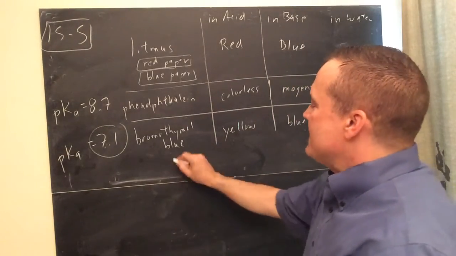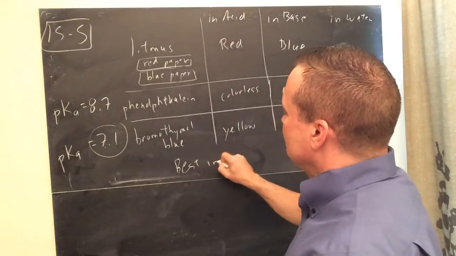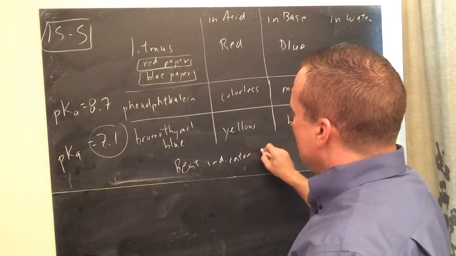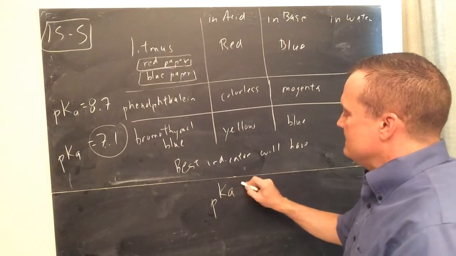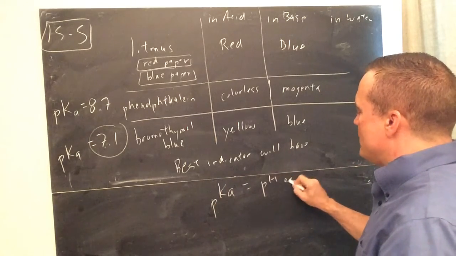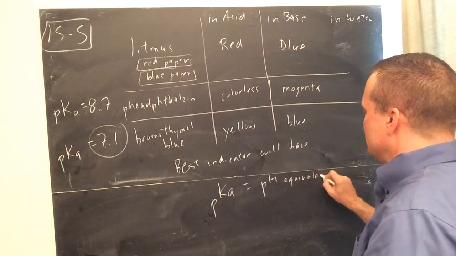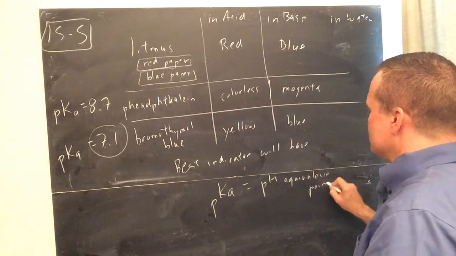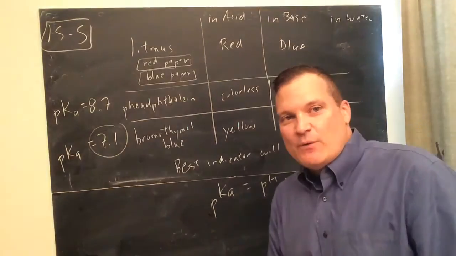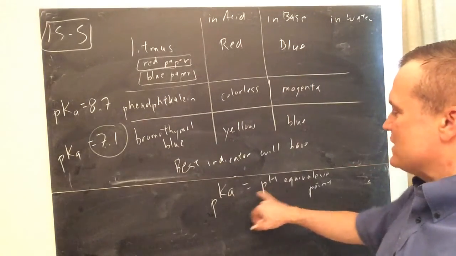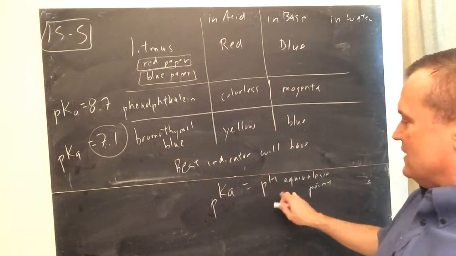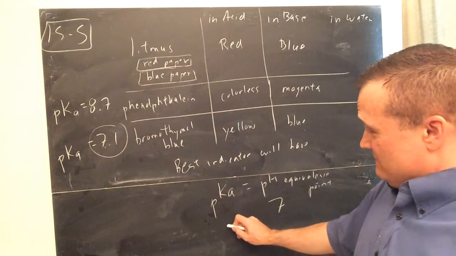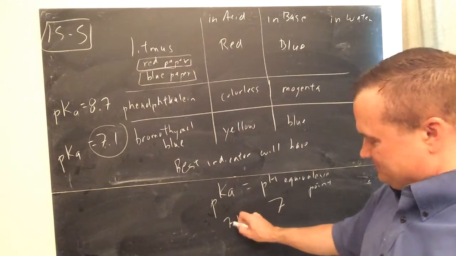the pH, the best indicator will have a pKa equal to the pH at the equivalence point in your titration. So you need to estimate what the pH will be at the equivalence point in your titration, and then use a pKa. Use the one that has a pKa closest to that number. Like if pH is 7, use pKa 7.1.